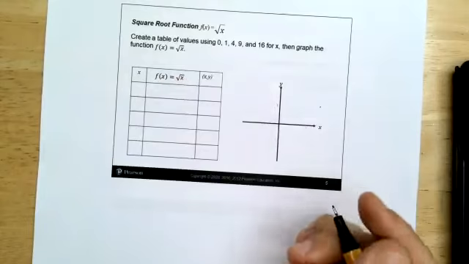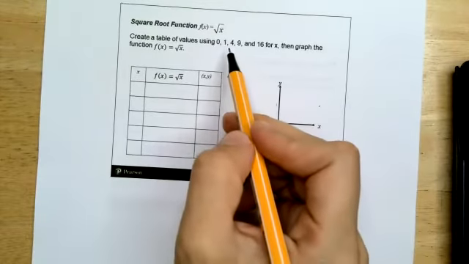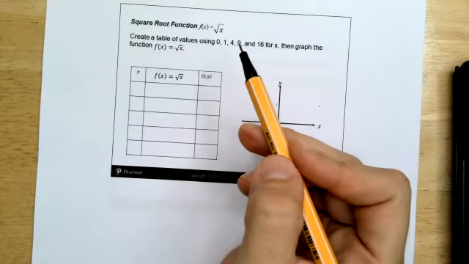After our cube, we have the square root, okay? We're going to create a table of values, but we're not going to use -2 or -1. Why?